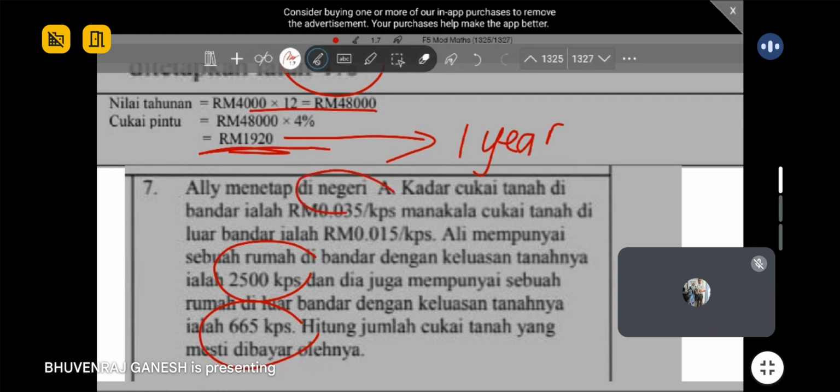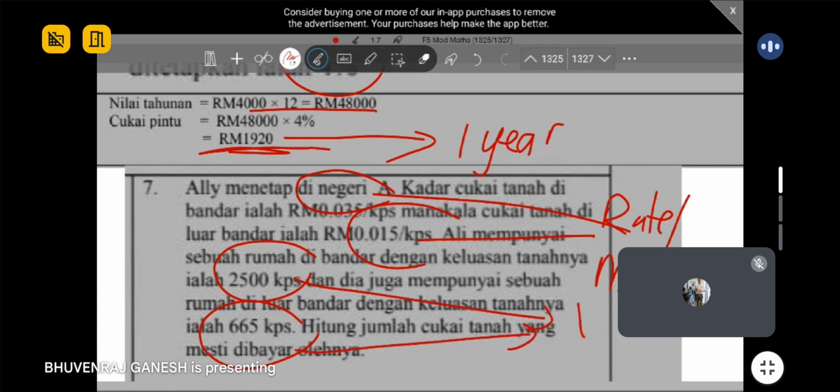So basically, these two are the rate. You can assume KPS as meter square, to make things easier. And this one is the value. How many meter square? All these values are in meter square. You can think like that, it makes it easier. So I think now you can count already.